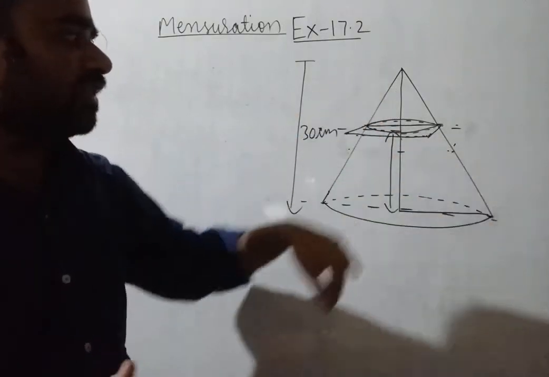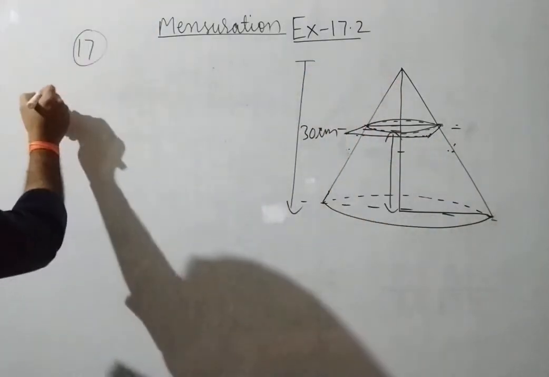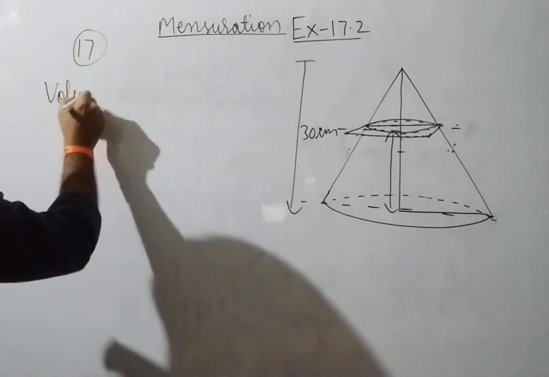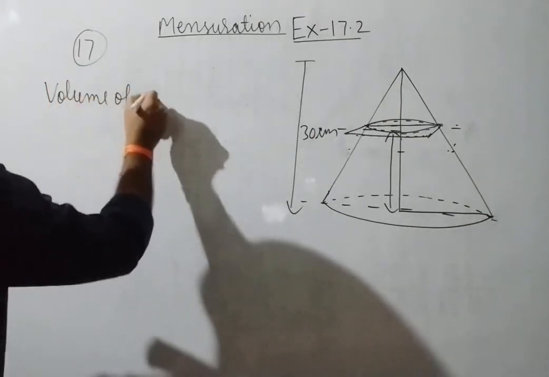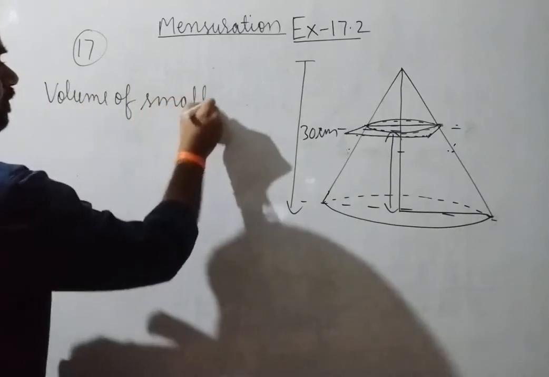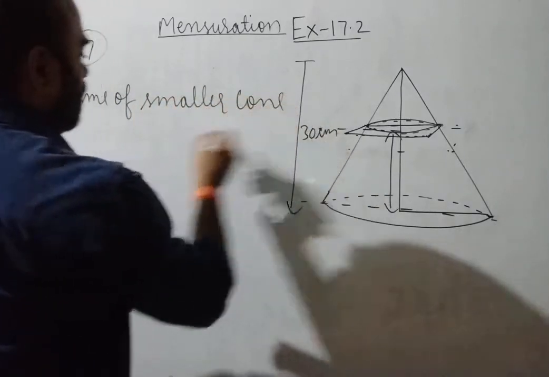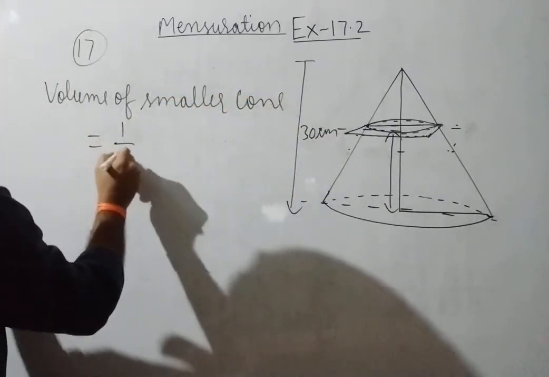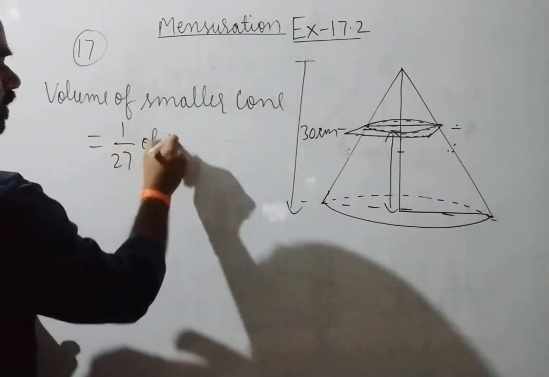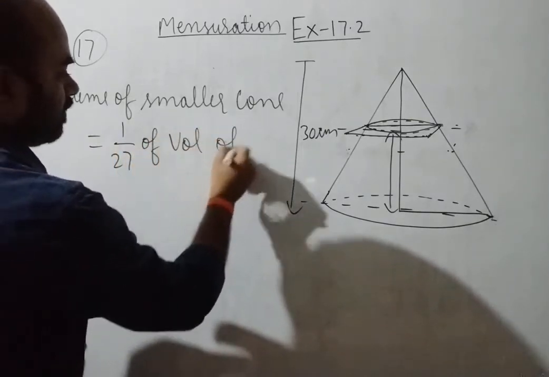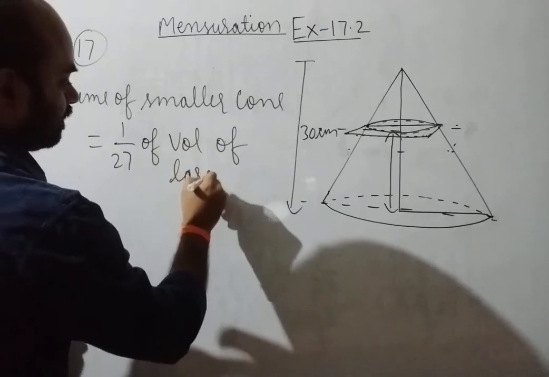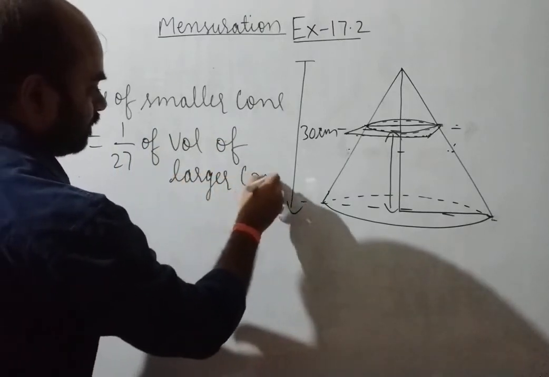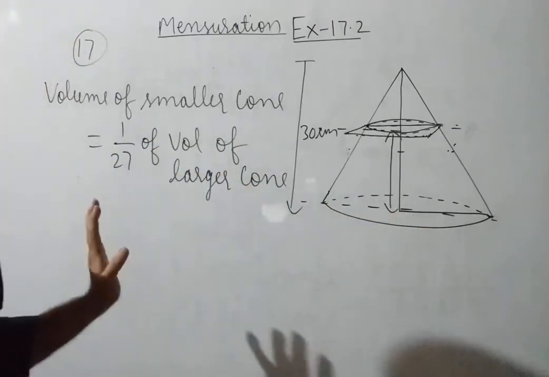Correct? What is given about the volume of the smaller cone? Volume of the smaller cone is equal to 1 upon 27 of the volume of the larger cone. Correct? This is given.